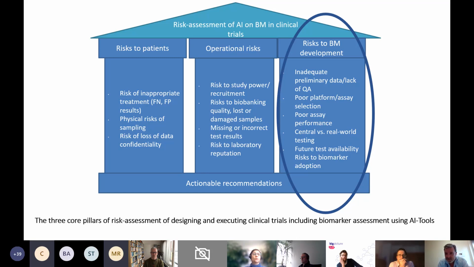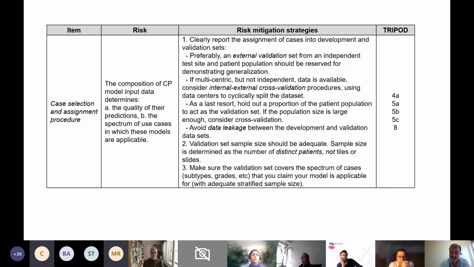And what are the risks to biomarker development? The risks are the difference between, for example, central and real-world testing, and poor assay performance. How do you define this? And the concept of this risk assessment strategy is that you can define risk mitigation strategies for AI tools. And here you see an example of a risk assessment strategy that we are still developing in a manuscript that I will mention at the end of my presentation.